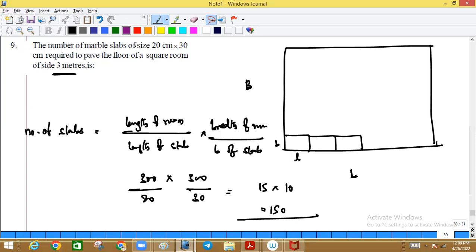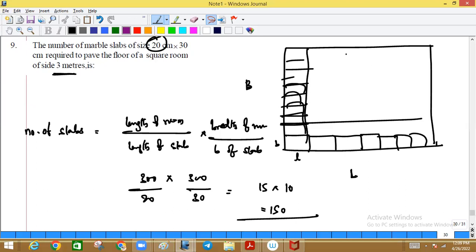Okay, so look at the slab. It is 20 centimeters in length. Therefore, how many slabs along the length will come? 20 into 15 is 300. So 15 along the length, 10 along the breadth. So overall, 10 into 15, you have 150 slabs. Suppose here 10 comes, here 15 comes. How many slabs do you think? 1, 2, 3, 4, 5, something like this.